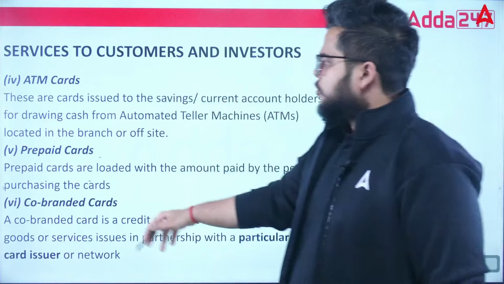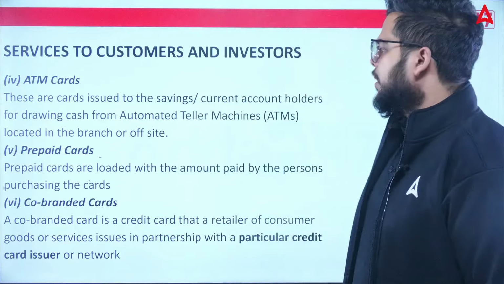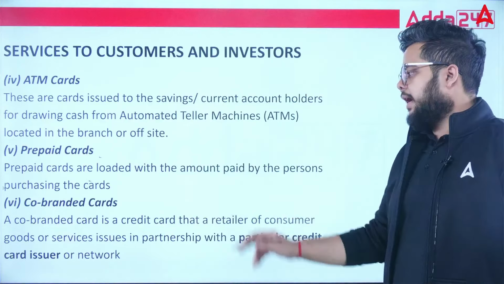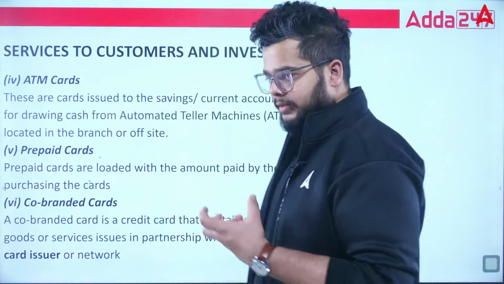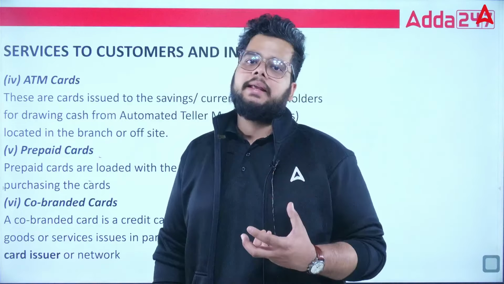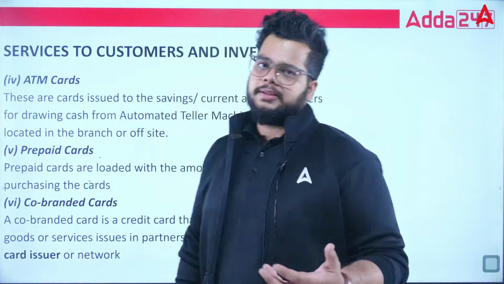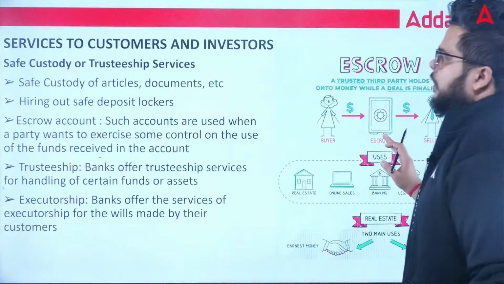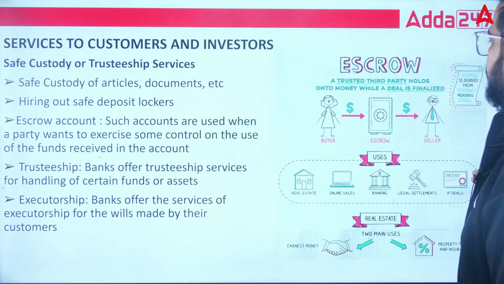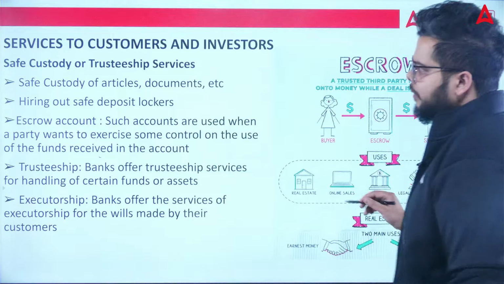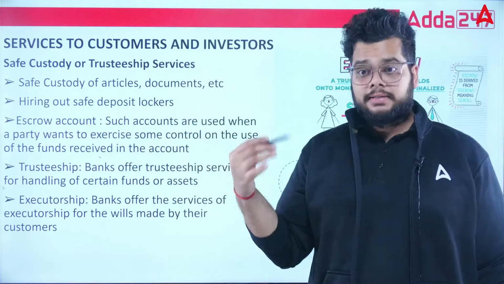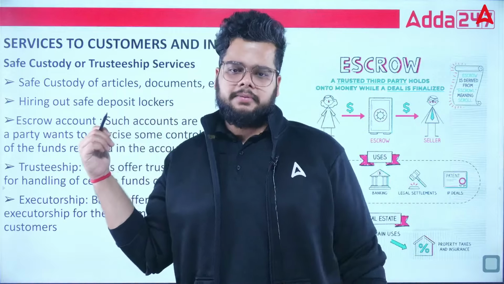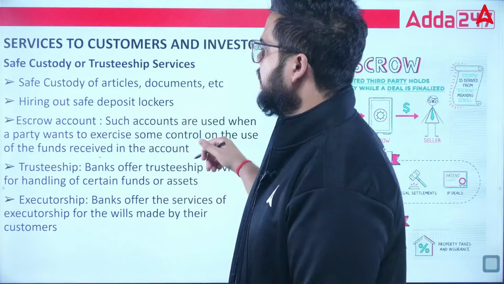Then from here, the most important one is the prepaid card. Prepaid cards are loaded with an amount paid by the person purchasing the card. So you always have a particular amount set in that card and you use it for a specific purpose only. After that, safe custody or trusteeship service. Here the trustee being the bank, the beneficiary will be what? The customer, and that is a specific type of service also mentioned in the syllabus.